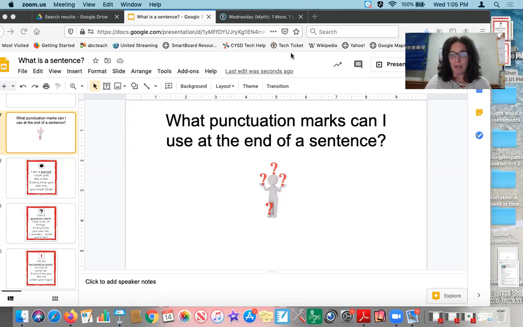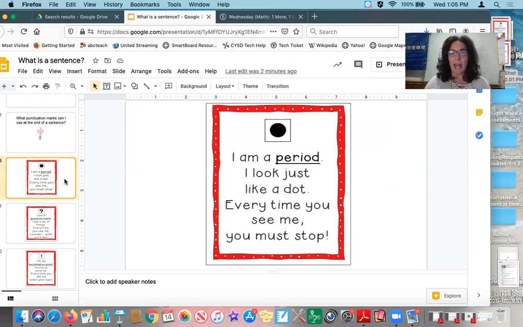There are different kinds of punctuation marks that we can use. And today we're going to talk about and be able to answer this question. What punctuation marks can I use at the end of a sentence? And just to be sure that we understand the three different punctuation marks, let's take a look first at a period. I am a period. I look just like a dot. Every time you see me, you must stop.